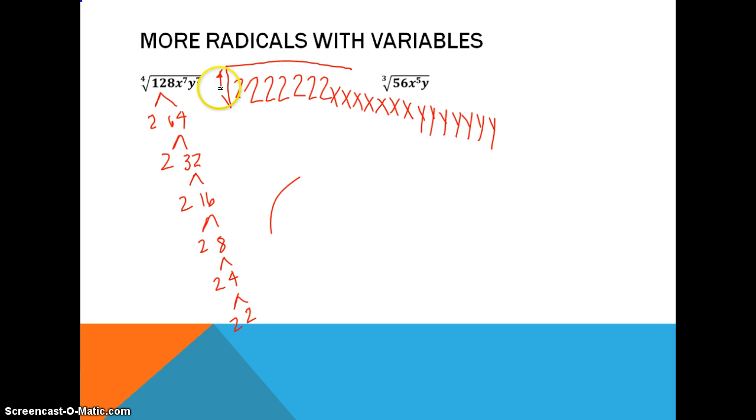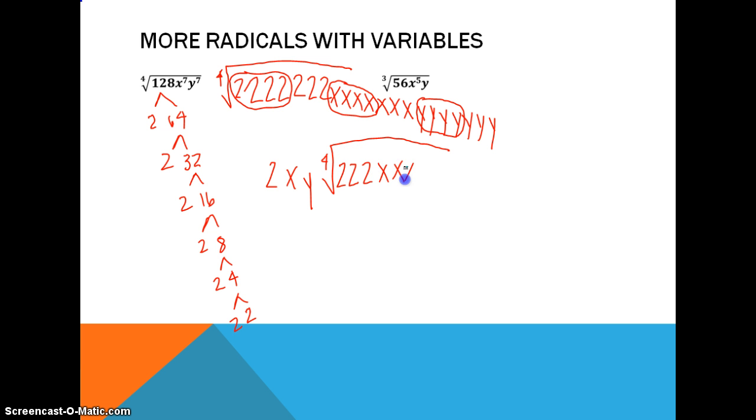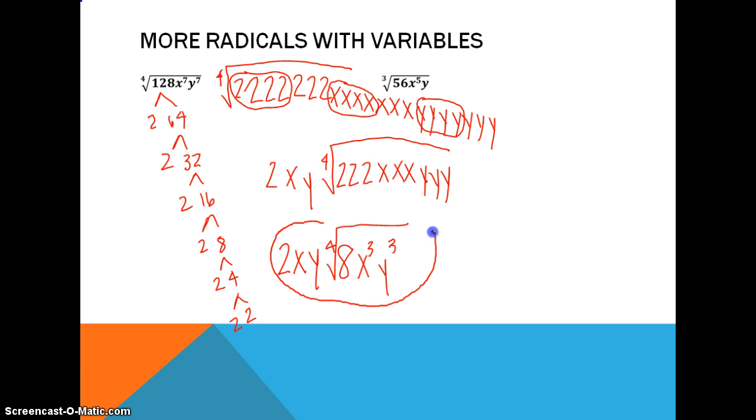So now we're looking for groups of 4 because it's a fourth root. So you have one group of 2's, one group of x's, and one group of y's. So for every group we pull 1 out. So we pull out a 2, an x, and a y. And we're left with the fourth root. Under here we have 3 2's, 3 x's, and 3 y's. Then we simplify. So we end up with 2xy times the fourth root of 2 times 2 times 2 is 8. Then we have x cubed, y cubed. So our final answer is 2xy times the fourth root of 8x cubed, y cubed.